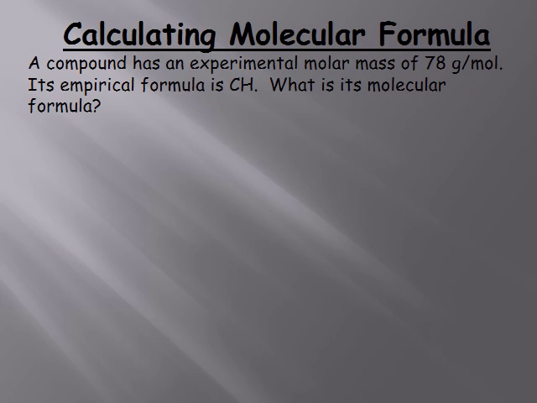Okay, this one's for you. A compound has an experimental molar mass of 78 grams per mole. The empirical formula is CH. What is its molecular formula? So pause the video now, try and work it out, come back when you have an answer, and then we'll compare to see if you're on the right track.